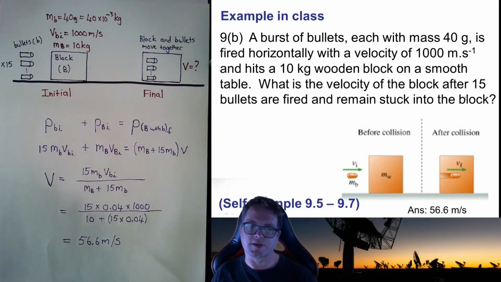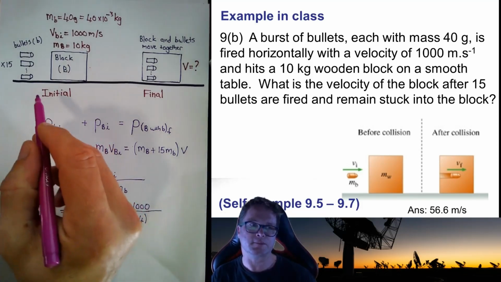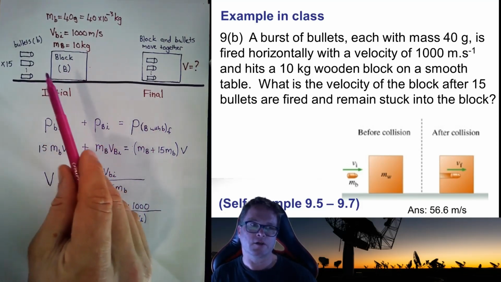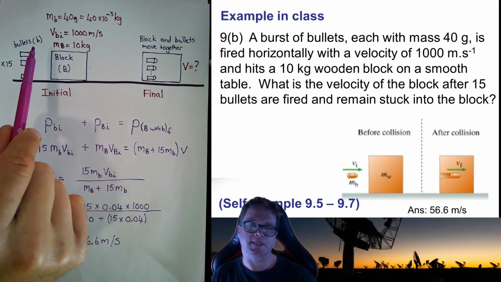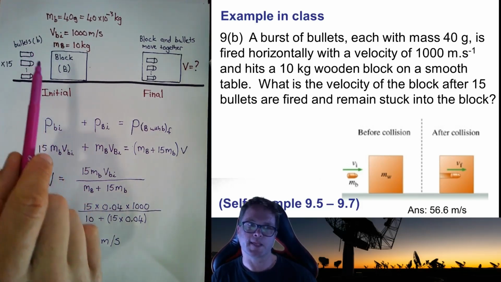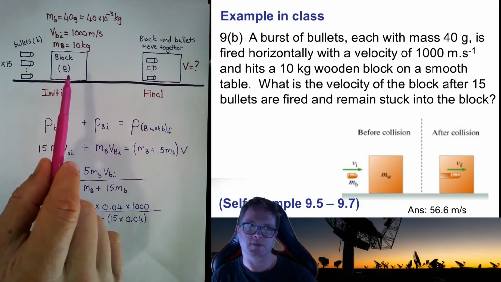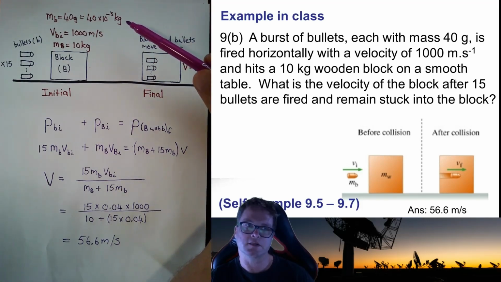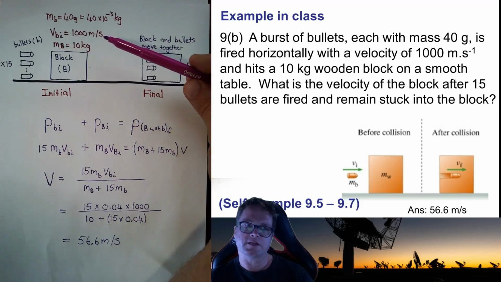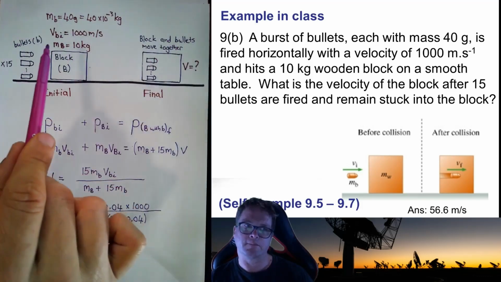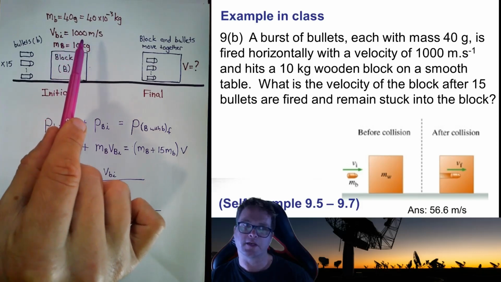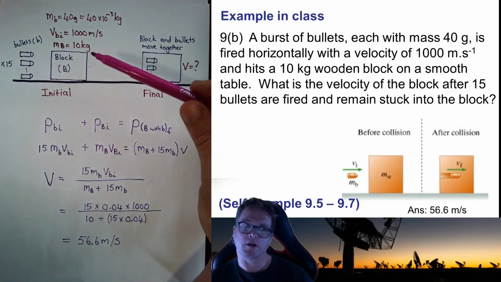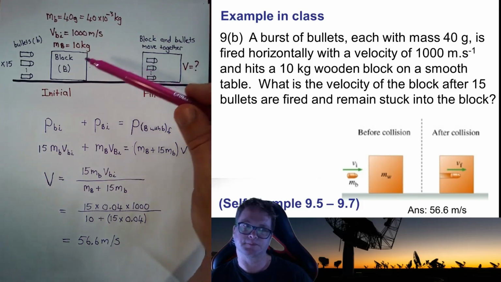So this is the situation that we have. We have 15 bullets being fired into a block. You'll note in my solution I'm representing the bullets by small b and the block by capital B in the subscript notation. The mass of each of the bullets is 40 grams, so we need to take care to rewrite this in SI units. So it's 40 times 10 to the minus 3 kilograms. The initial speed of the bullets, v_bi, is equal to 1000 meters per second, and the mass of the block is given as 10 kg.